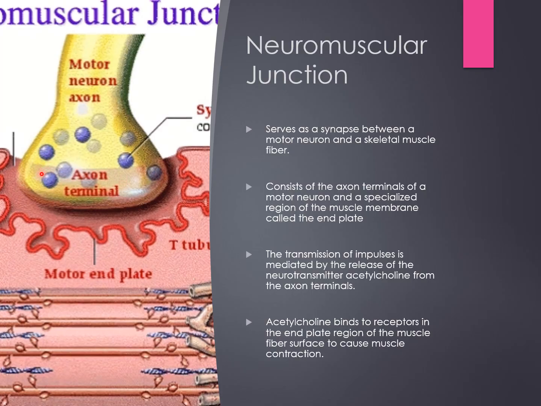So there are these little vesicles full of acetylcholine at the end of the axon terminal. And when a signal travels down through this neuron, it signals the release of that acetylcholine from those vesicles. Then the acetylcholine diffuses out of the axon and travels across the synapse and binds to receptors in that motor end plate on the muscle fiber surface to cause a muscle contraction. And so that's how the communication between the motor neuron and the muscle fibers occurs.